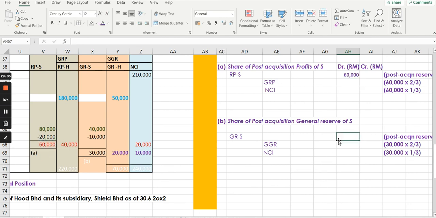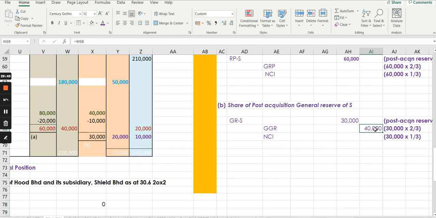The group general reserve, the total is... the retained profit was 80. Oh, sorry, it is already correct. So I'm looking at the bottom here. So the figure here is 30. It is post-acquisition profit, so be careful with that. Don't take the wrong figure. You should take the post-acquisition profits and post-acquisition general reserve. And the amount that you will share here is, of course, this one is going to be 40.